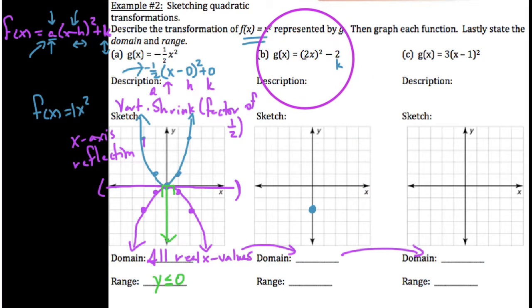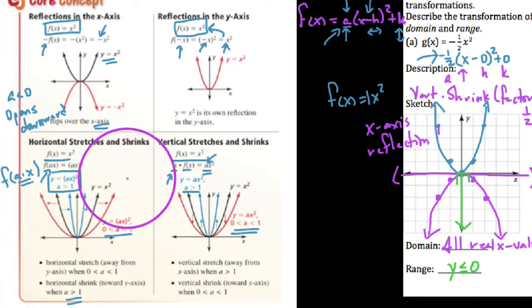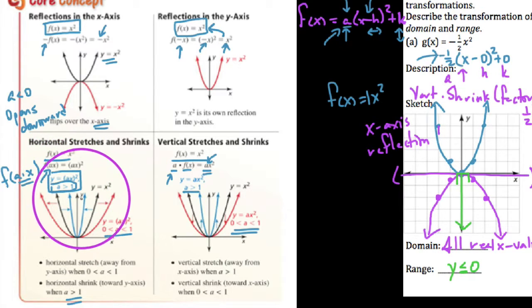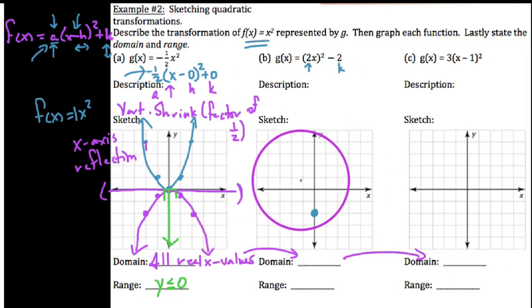And what you see here is this 2x squared. Technically, this a value is being multiplied by the x values. And what we know about this is when you multiply the x values times some constant, you're going to get some horizontal stretch or shrink. And the fact that a is greater than 1 would indicate that we're actually going to get a shrink here in towards the y-axis.